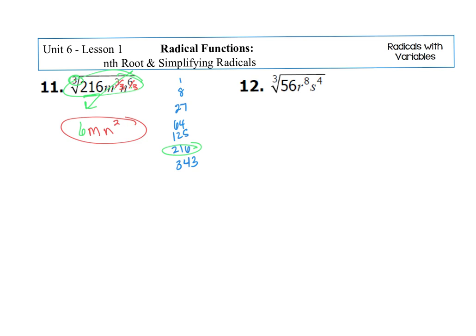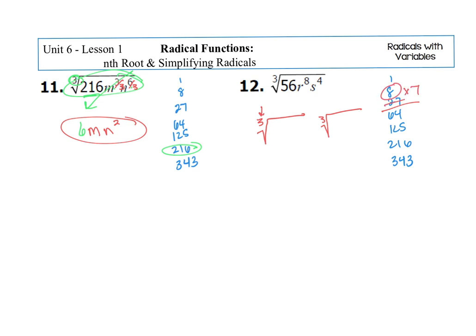All right, number 12, the cube root of 56 r to the 8th s to the 4th. Because 56 is not a perfect cube, I know I need 2 houses for sure. So 2 cube root houses, look at my little 3's. They have to be perfect cubes or divisible by 3 to come out. So I start, half of 56 gives me 28. 56 does not divide by 27, but it does divide by 8.